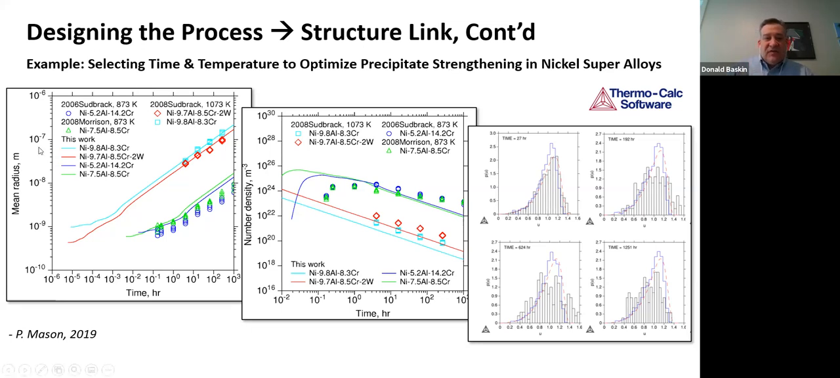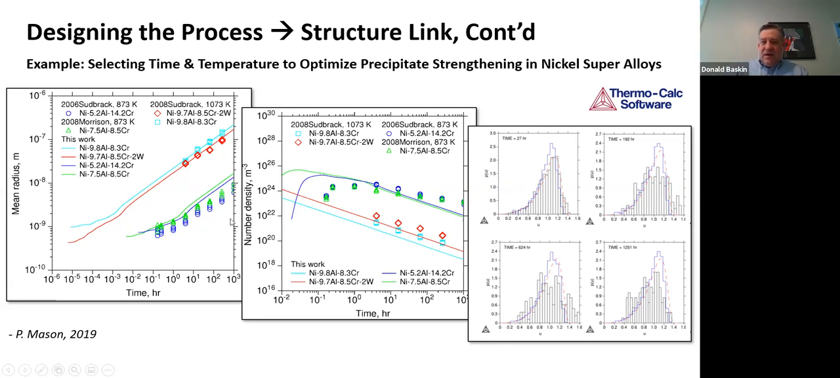These graphs are lifted from ThermoCalc. This is for a nickel-based superalloy, and it shows how, with heat treatment time on the bottom axis, the mean radius of the precipitates in this nickel-based superalloy changes with temperature. It shows how the number density changes with time. It shows how the distribution in different sizes, how many particles of different sizes, changes with this tempering time.